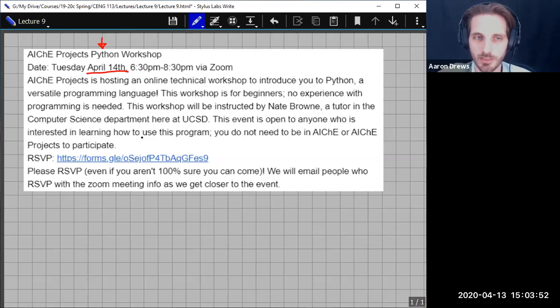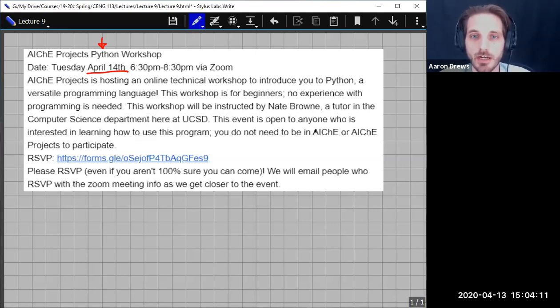And so I'm going to copy paste the link here in a minute so you don't have to try to scribble that down really quick. Python's a great language. So obviously we use MATLAB in this class a lot. You can do a lot of interesting things with Python too. And I think this would be an interesting opportunity if you've thought about using Python, but haven't had an opportunity to do so.